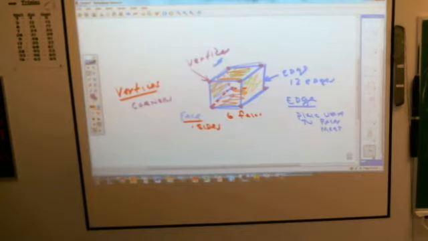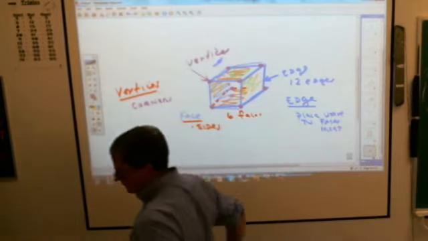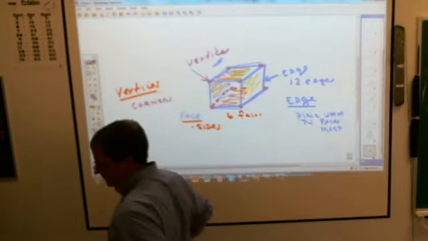Isometric. Oh, are you looking in your book? If you look in your book on page 274, are you there? Yes.